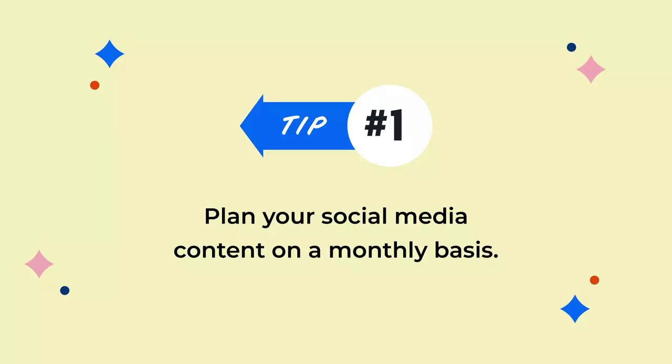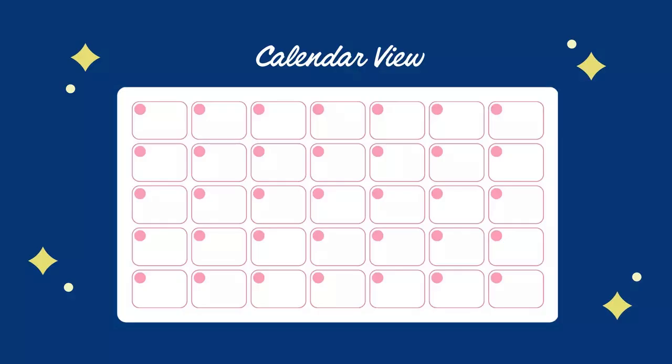Create your content in bulk. I recommend planning your social media content on a monthly basis. This approach is effective because you can set aside just one day every month to focus on content creation. It keeps your workload manageable and allows flexibility to adjust your strategy as needed if anything changes in your business. Follow along with me using the calendar view download so you can start to visualize what a month of social would look like for you.